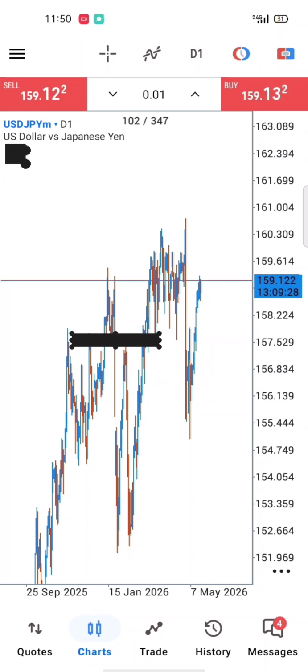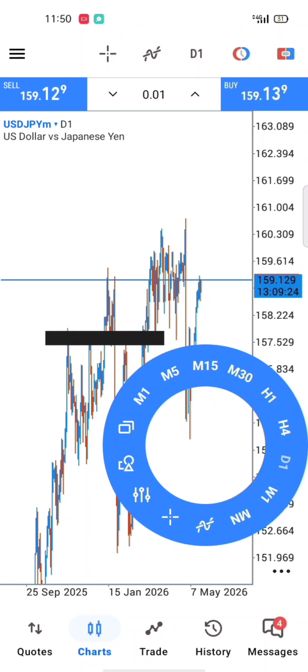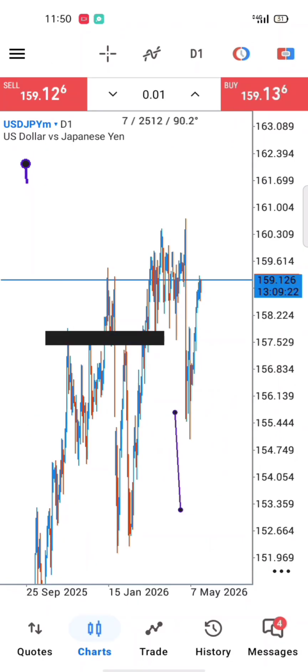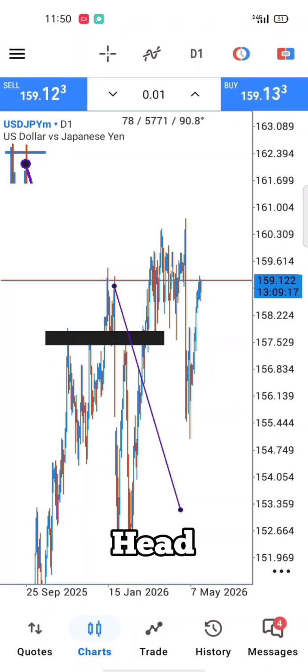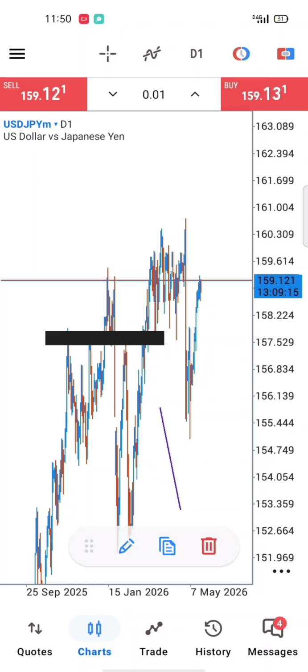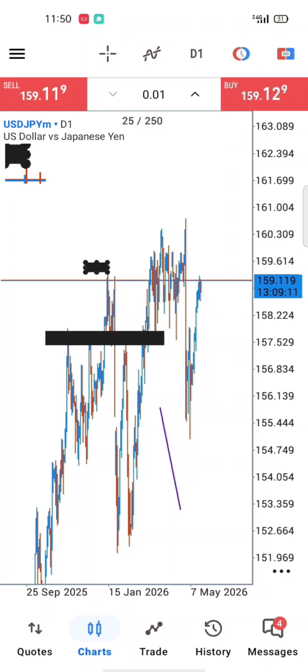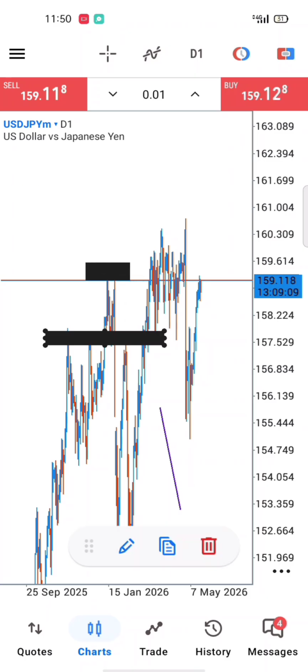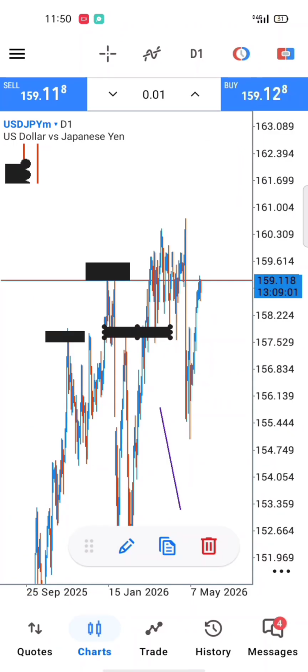This trade created a head and shoulder pattern in the past here. You can see this very point is the shoulder, this very point is the shoulder, this very point is the head. The trade created a head and shoulder pattern. This very point is the head, and this very point is the shoulder, and this very point is also the shoulder. This is what the trade is currently creating there.